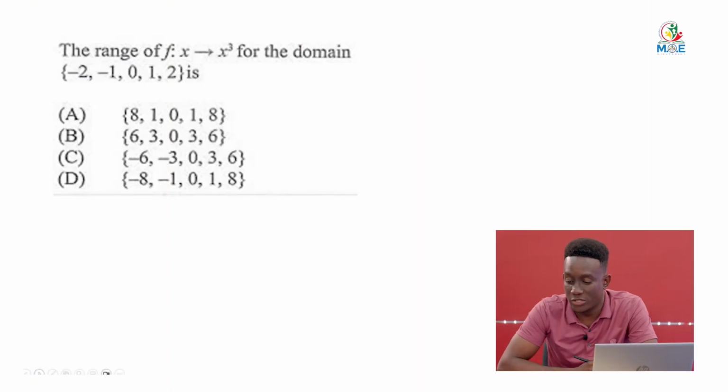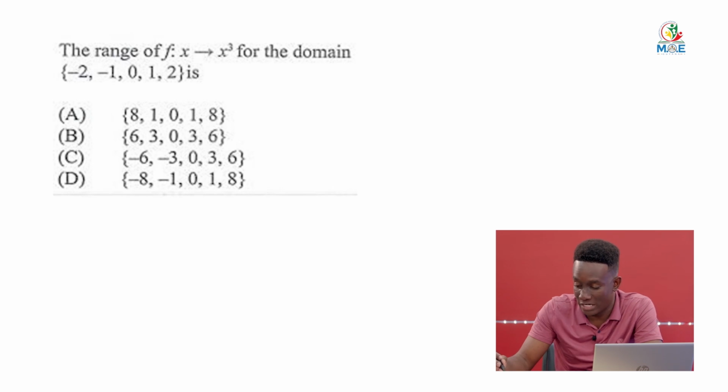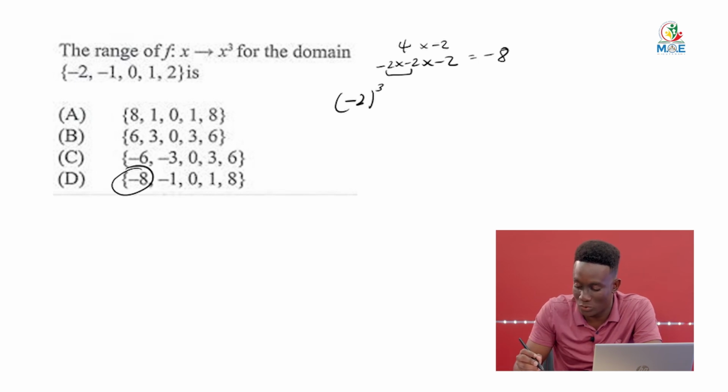The next question says, the range of f of x, which is equal to x to the third power, for the domain -2, -1, 0, 1, 2 is. So we want to know when we substitute these values into the function, which one of these we will get. Let's put in -2 in the function. Instead of x cubed, we'll have -2 cubed, which would be -2 times -2 times -2. -2 times -2 is +4. +4 times -2 will give me a -8. So we see, just D alone, we can find a -8 inside. So our answer will be D by method of elimination.